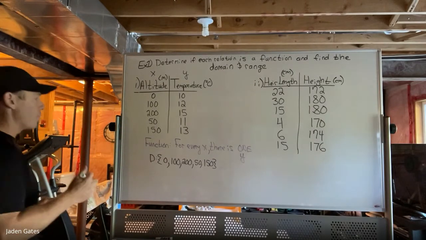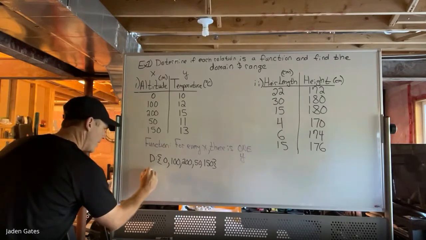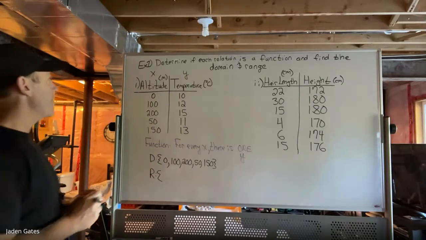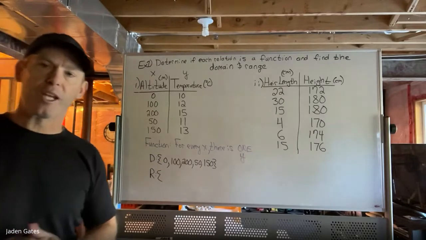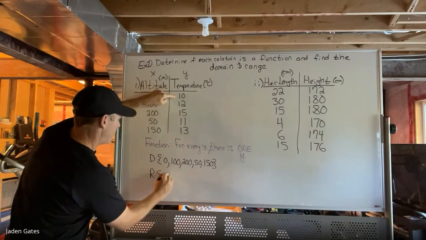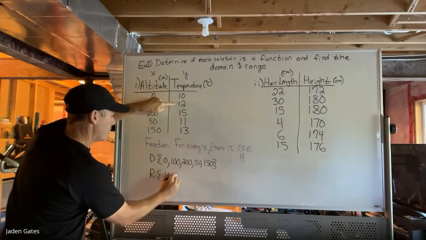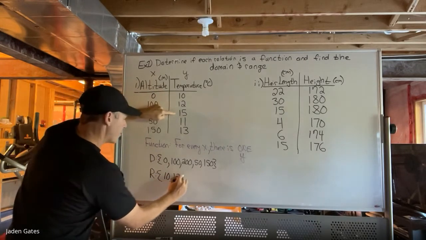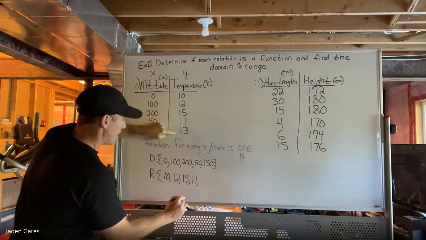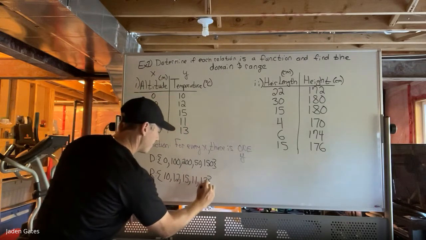Now we get to the other way. The range, same idea. What are all the possible Y values? What are all the possible temperatures that came from this experiment? Well, they got a 10 degrees. They got a 12 degrees, 15 degrees, 11 degrees, and a 13 degrees.